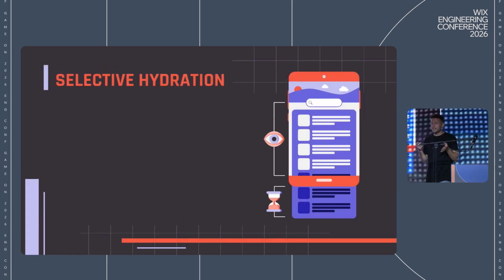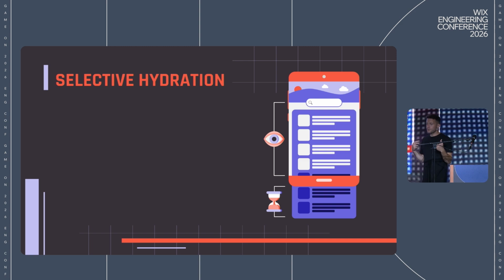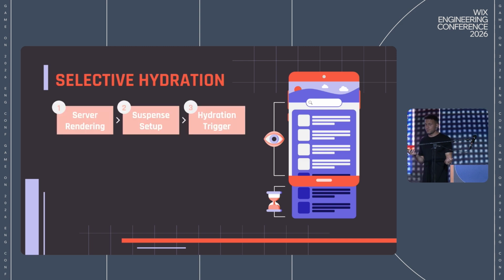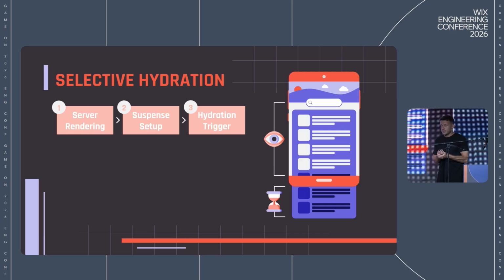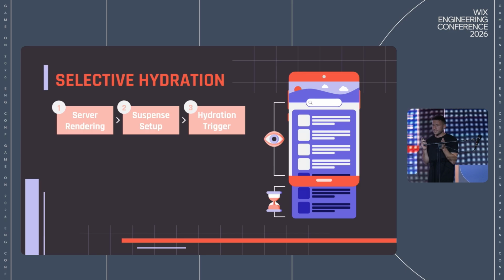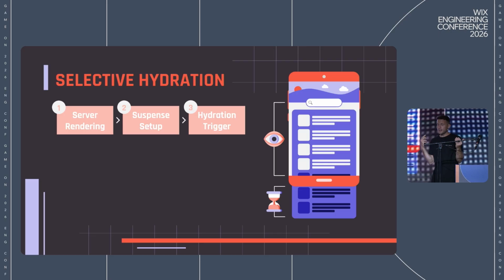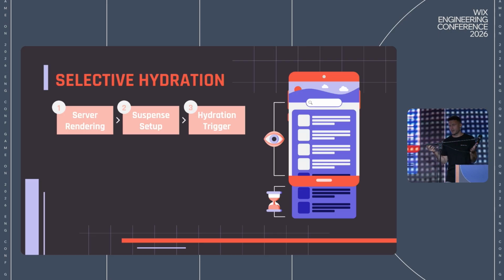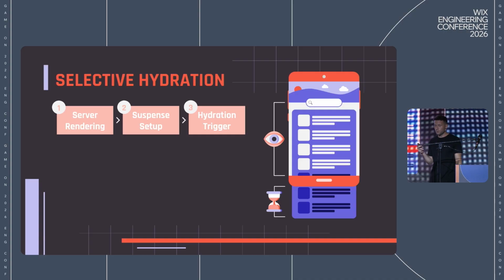So since Suspense lets us control hydration, we realized we could use Suspense to selectively hydrate components only when they enter the viewport, which is when the user can actually interact with them. This lets us only download what is needed when the page loads, making the visible components interactive way faster. Let's walk through how selective hydration actually works in our setup step by step, and I will show the full code example right after.